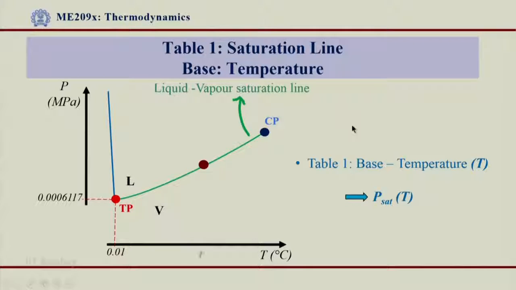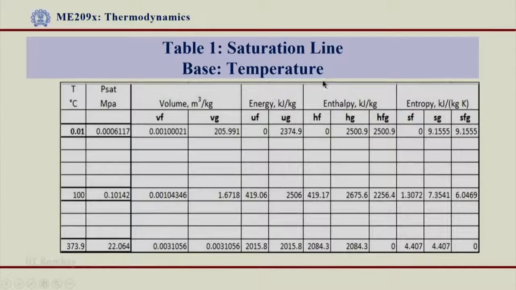How do I get that? Here I have been given that this system is at a particular temperature. I just locate that point on this line, I go vertically up, I locate this point of intersection on this LV saturation line, and corresponding to that whatever pressure I get is what we call saturated pressure at this temperature. Table 1 gives these parameters. So, this is my table 1.